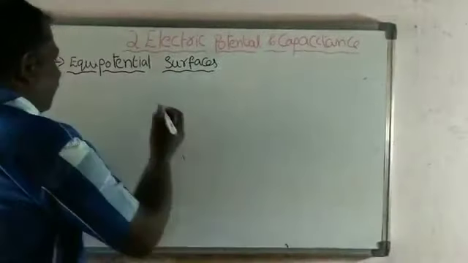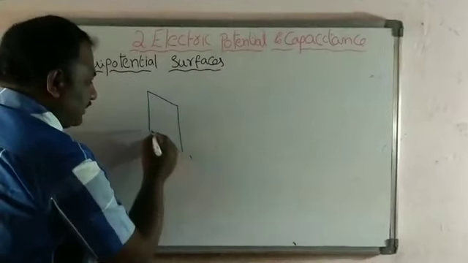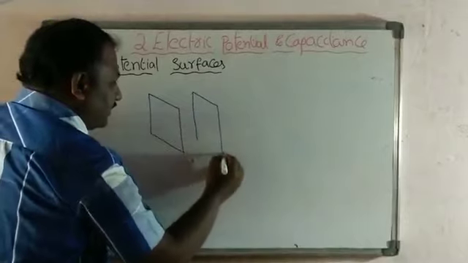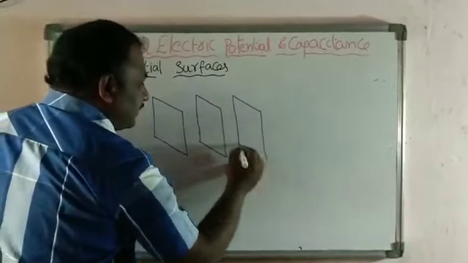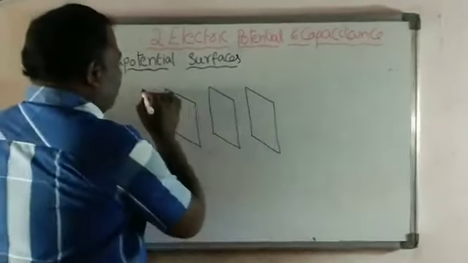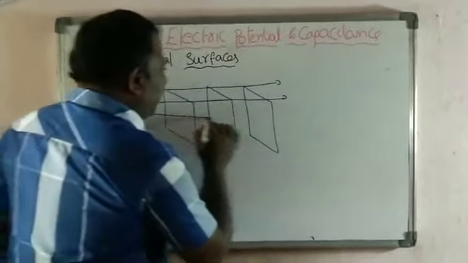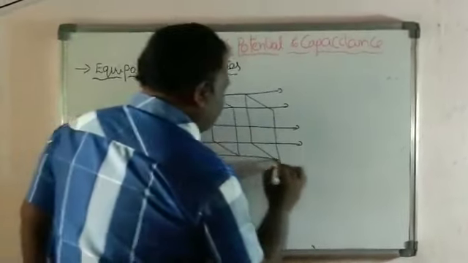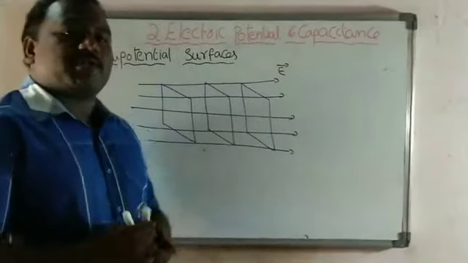See here, for example, if I consider some surfaces, I place them like this, and these surfaces are placed in an electric field. The black color is indicating the electric field. In that electric field, I place some surfaces. Here it is the electric field. This is one example of the equipotential surface.